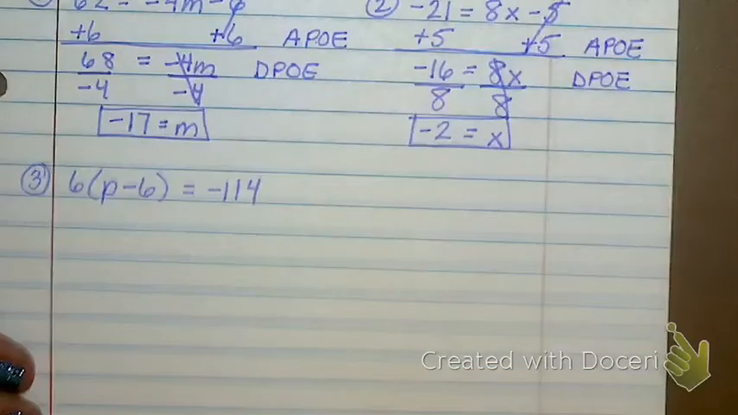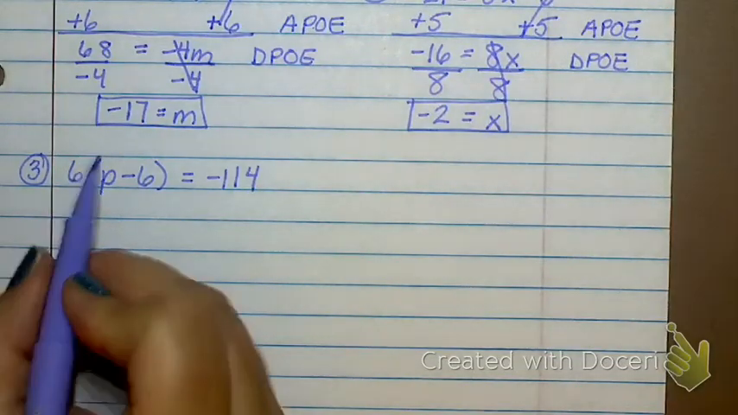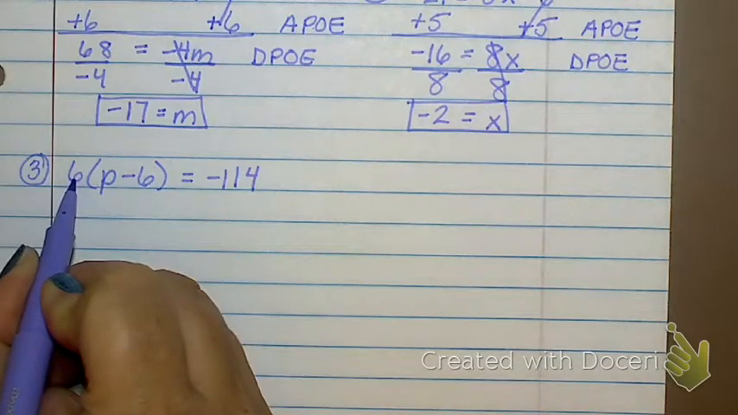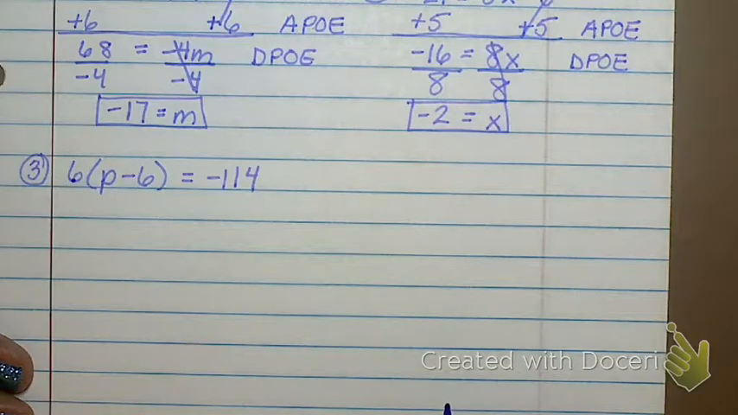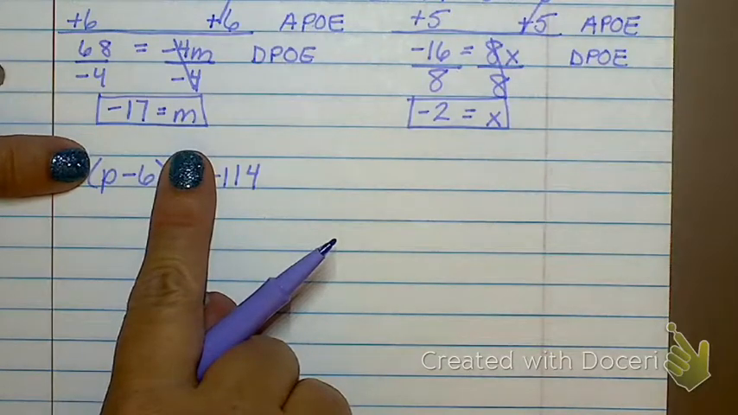Six times p minus 6 equals negative 114. I could start off with the distributive property. However, if I can do something else first, it will actually take me fewer steps to get to my answer. Remember, these are 2-step equations. I could use distributive property. That would make it a multi-step. But if I was able to get rid of this 6, my life would be a lot easier. Because if I was able to get rid of this 6, I just have p minus 6, so I would just add 6 to both sides, right?